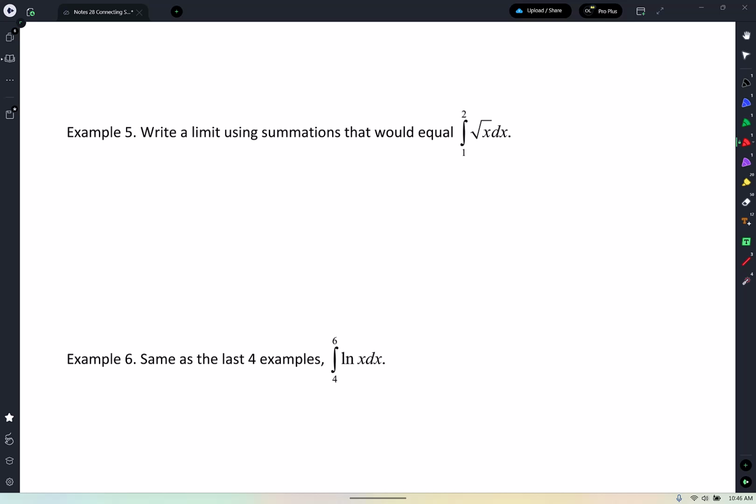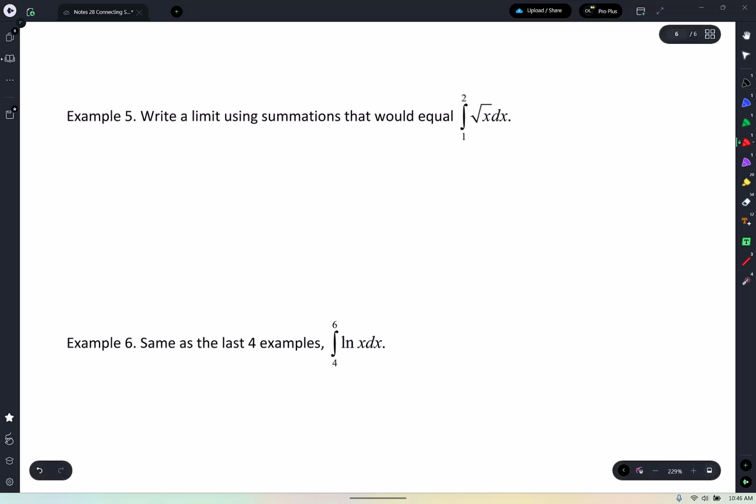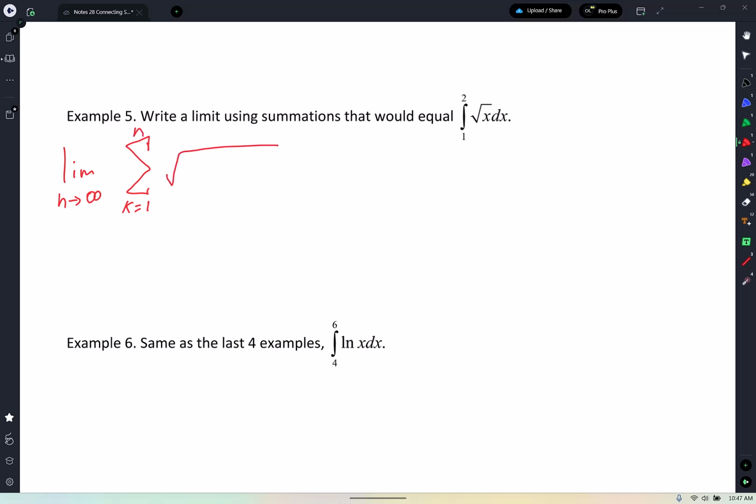What do you want me to do first? The limit stuff, or do you want me to write the x of k and all that first? Okay. Limit as n approaches what? Infinity. What do I write next? Sigma from k equals 1 all the way to n. And then let's see, this says square root, so I'm going to write square root. I'm going to put something inside that square root. And I need a delta x as well, so parenthesis like that.